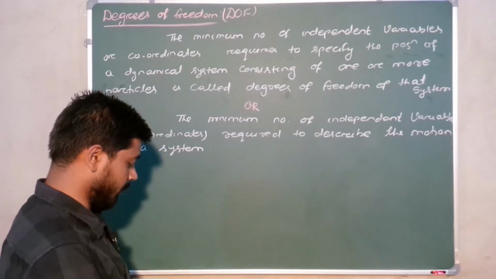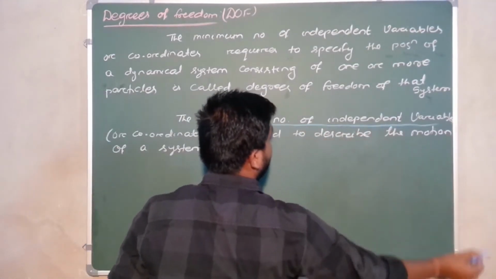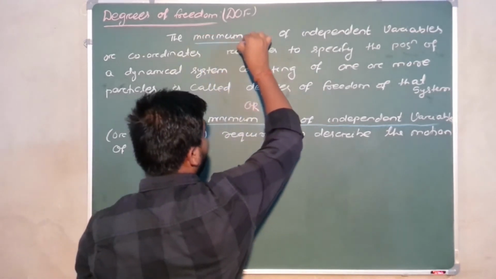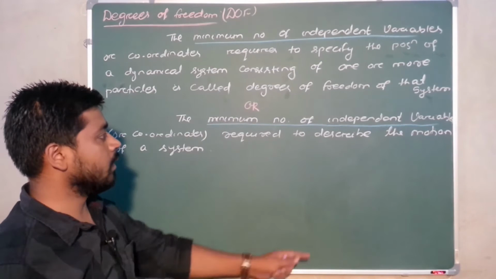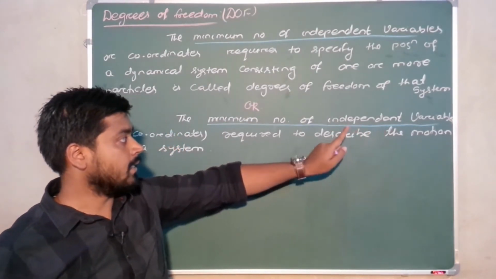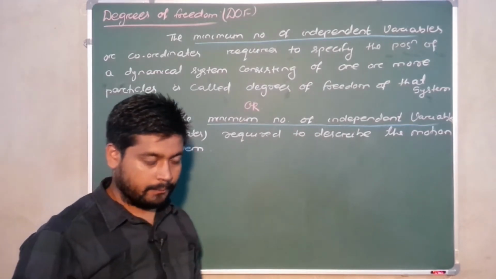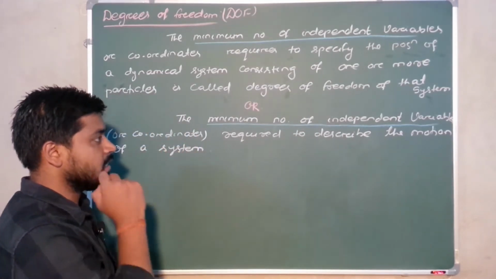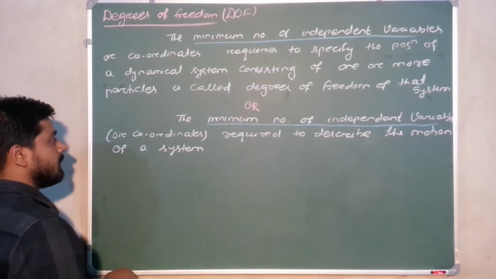Just remember, right here, minimum number of variables. Here also, minimum number of independent variables. The variables which we take do not depend upon each other. Yes or no? This is called degrees of freedom. Then just take some examples of degrees of freedom.